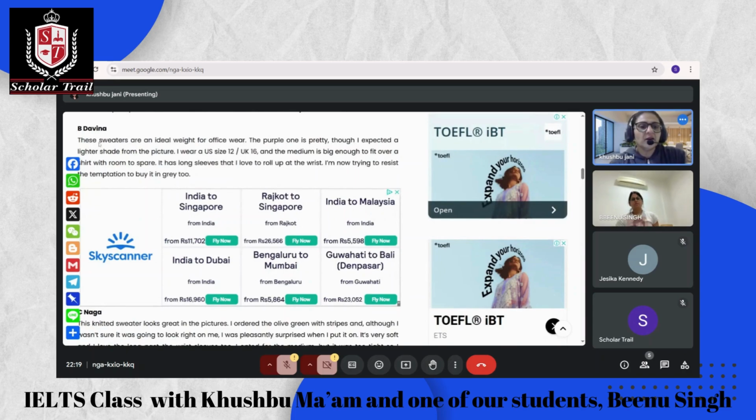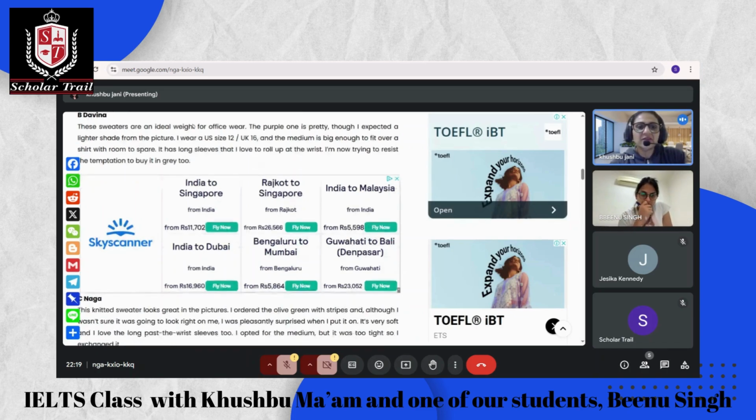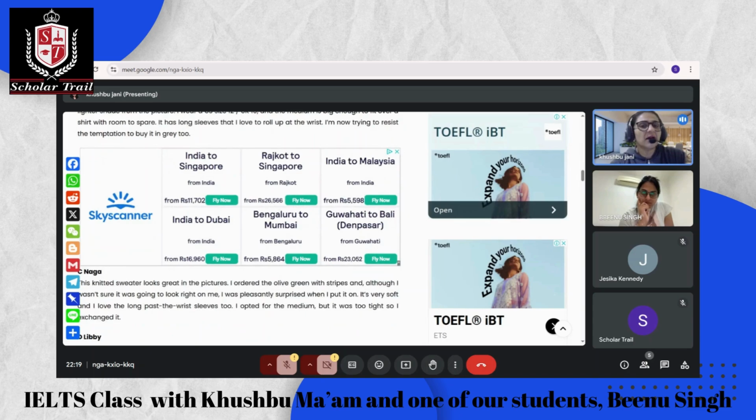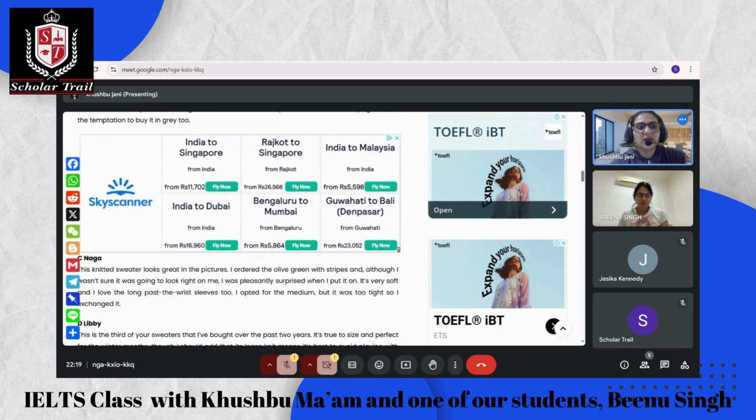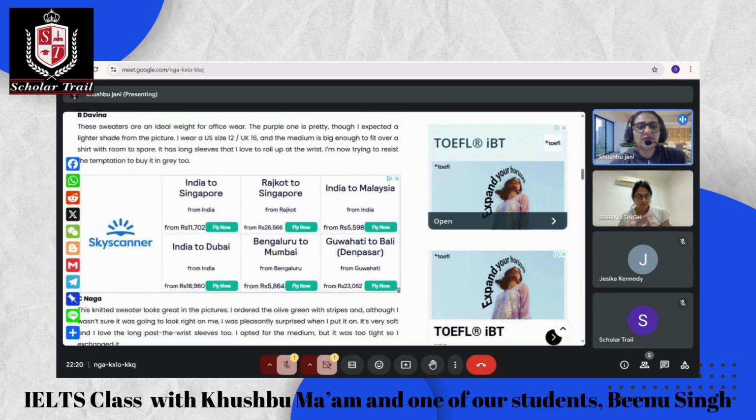Okay, fine. So, Davina, the next one. These sweaters are an ideal weight for office wear. The purple one is pretty, though I expected a lighter shade from the picture. I wear a US size 12, UK 16, and the medium one is big enough to fit over a shirt with room to spare. It has long sleeves that I love to roll up at the wrist. I'm now trying to resist the temptation to buy it in gray too.